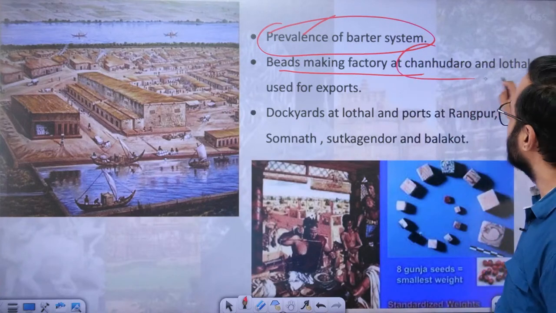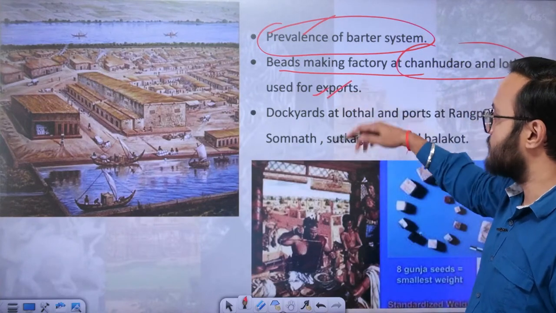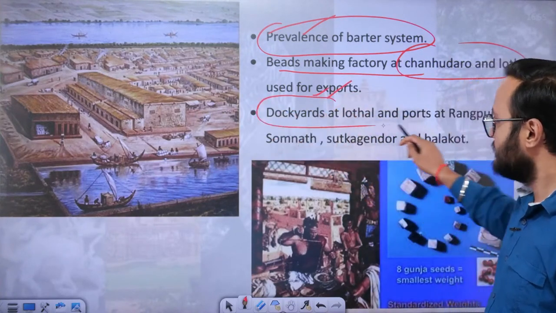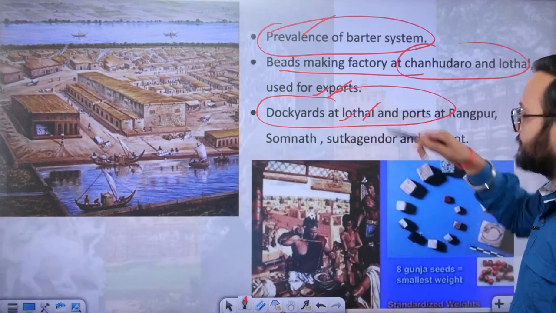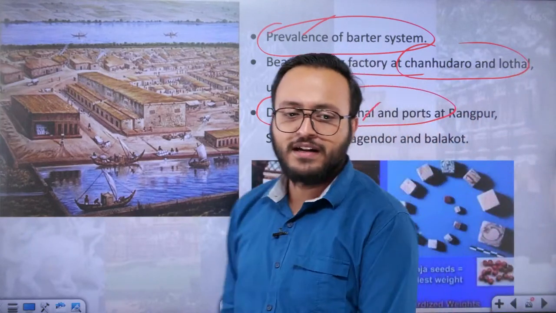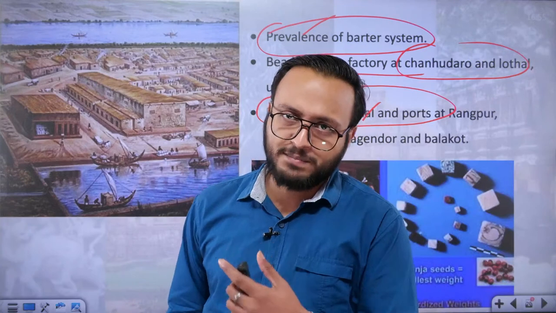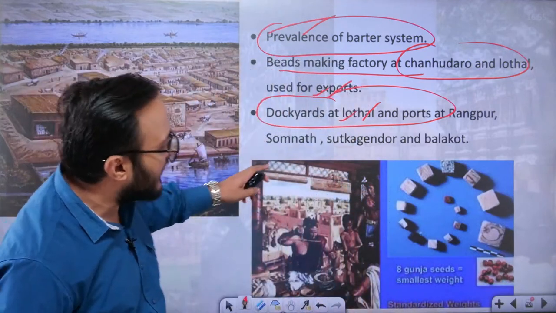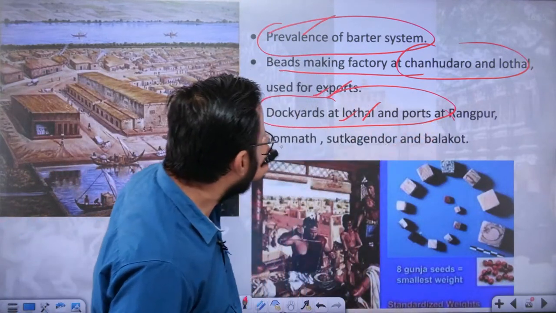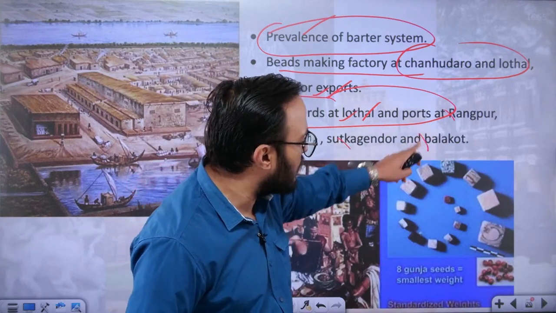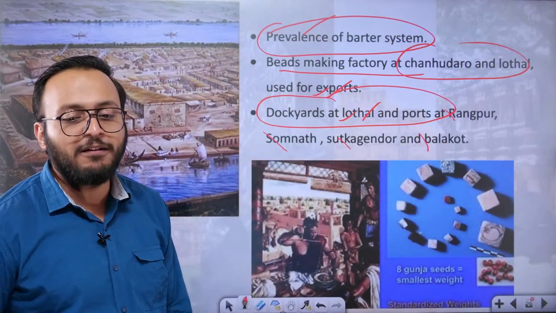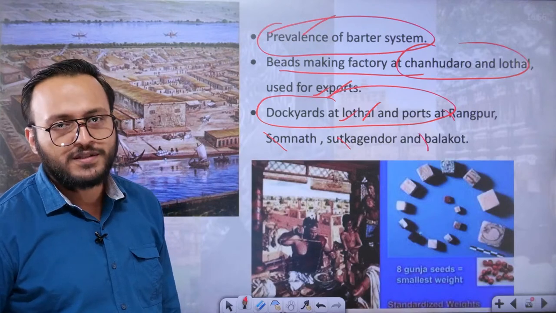Here, the beads manufacturing factory was found at Chanhudaro and Lothal, that was used for exports, and Lothal also had a very famous dockyard. In yesterday's lecture also, I had discussed several sites where a port was present, and you can see those sites as Rangpur, Somnath, Sutkagandor, Balakot. All these places were having seaports.